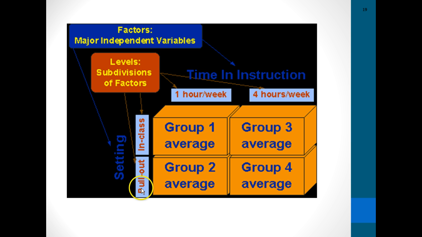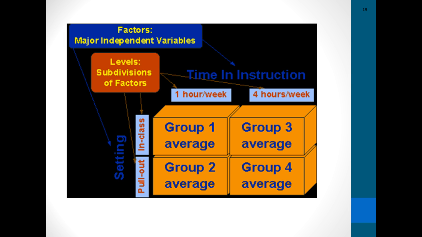So they can receive that instruction in a pull-out setting, or they can receive that small group instruction in the in-class setting. So then what I would do here is take a look at how those 2 variables and those 2 factors interact with one another in different ways on different levels. So group 1 can get 1 hour a week in class. Group 2 can get 1 hour a week in the pull-out setting. Group 3 can get 4 hours a week in class, and group 4 can get 4 hours a week in the pull-out setting. So I can look at the effects of different variables and then different levels within those variables. So it's considered quasi-experimental because, again, everybody's getting some kind of treatment, and there's really no true experimental group and control group.